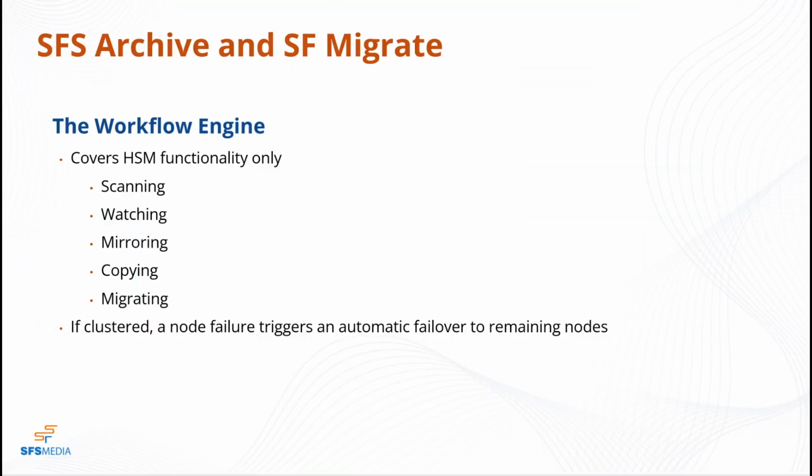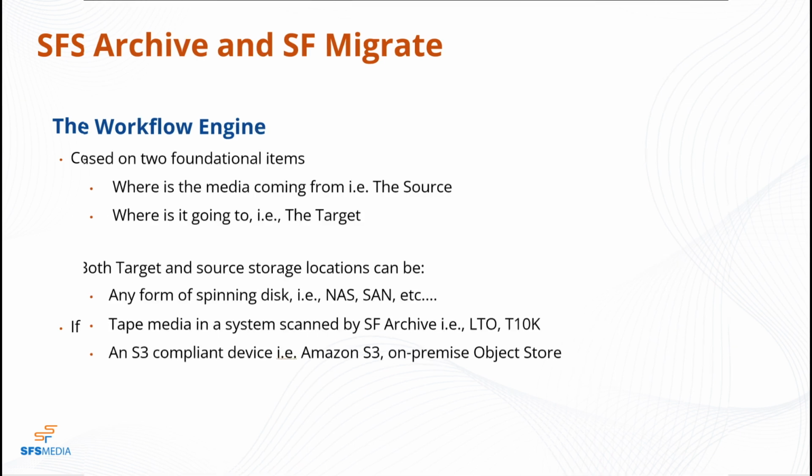This video will focus on the workflow engine and its various tasks. The workflow engine in SFArchive and SFMigrate renders typical workflows required of an HSM middleware. The list of functions includes scanning, watching, mirroring, copying, and migrating. The workflow engine is designed to run across all nodes in the cluster. Should a node fail, the workflows will continue to be processed by other nodes in the cluster.